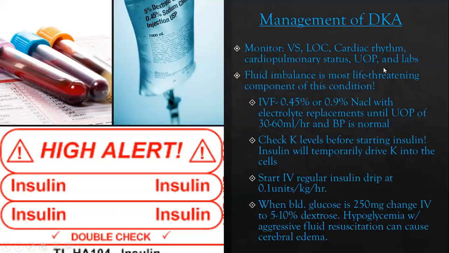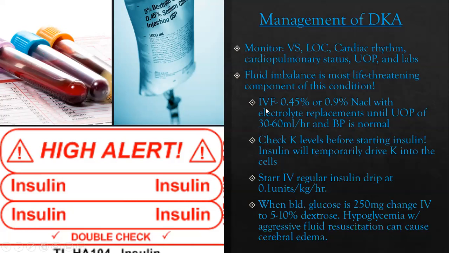So once you get your doctor's orders, the main thing you need to treat is the fluid imbalance. This is the most threatening. They're about to go into shock. This is what's going to kill them first. It's not the sugar, it's not the ketones, it's that fluid. They're at risk for shock.